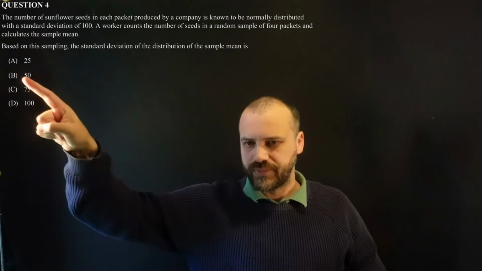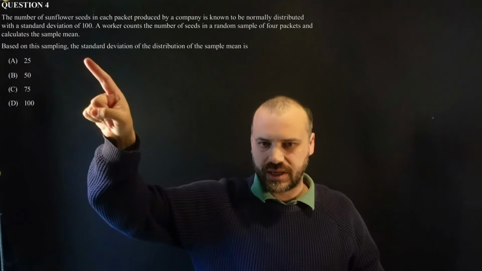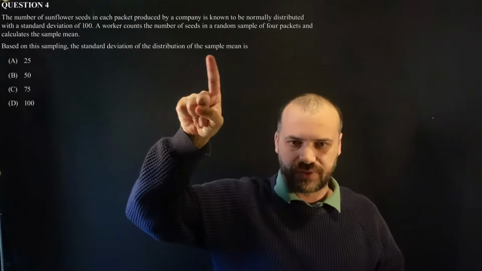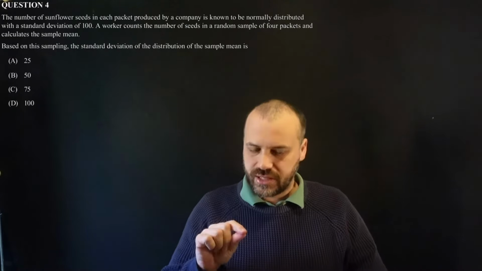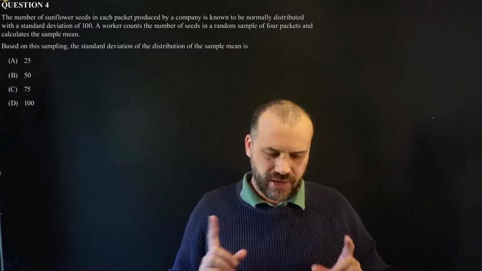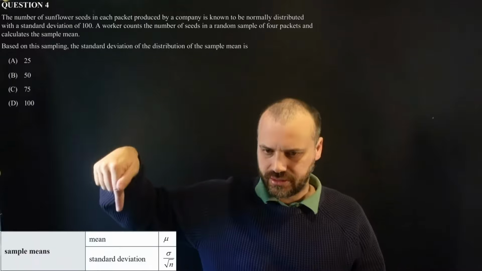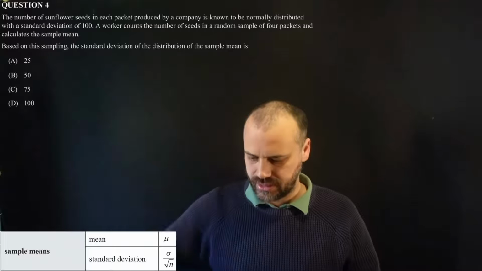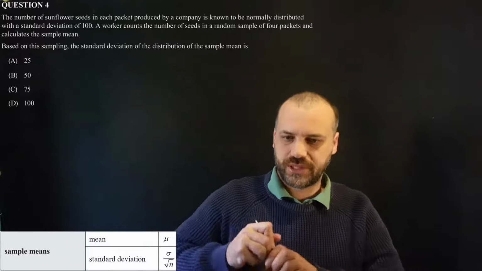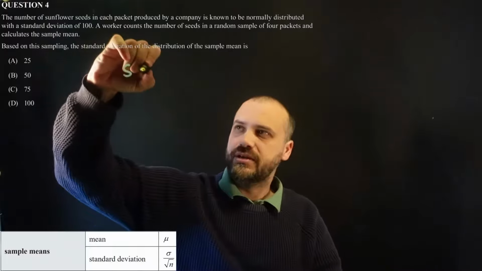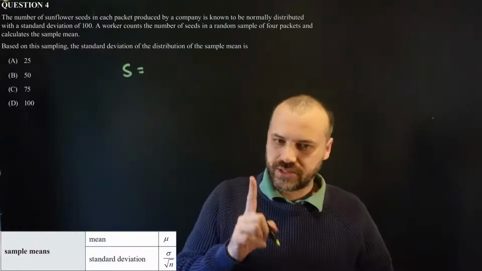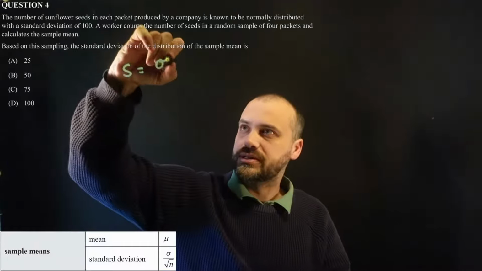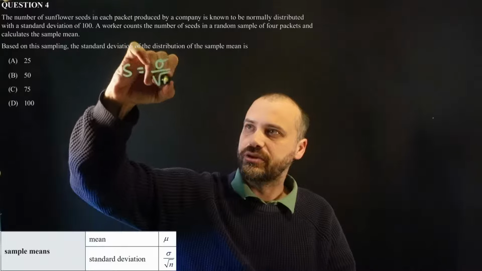Let's read from the bottom. Based on this sampling, the standard deviation of the distribution of the sample mean. So the standard deviation of the sample mean. If I had a formula for that, that would be great. Here we go. Standard deviation of the sample mean. All right, so let me just write down that formula. Standard deviation of the sample mean is S, and it's going to be equal to sigma over root n.